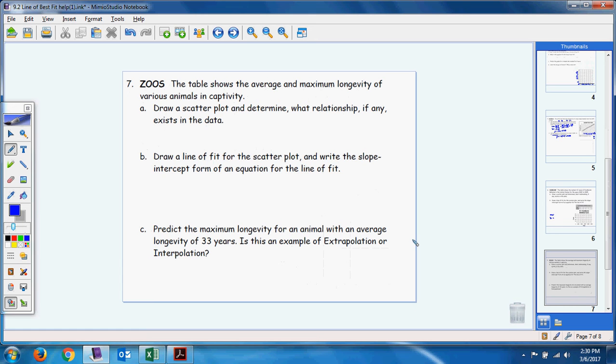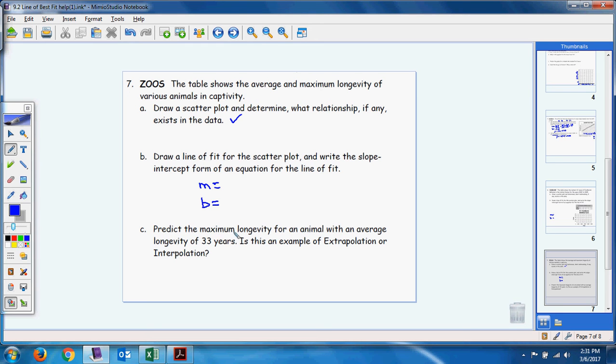All right, number 7. Last one. The table shows the average and maximum longevity of various animals in captivity. Draw a scatter plot and determine what relationship, if any, exists in the data. You guys can do that. Check. Draw a line of fit for the scatter plot and write the slope-intercept form of an equation for the line of fit. Again, remember that's M is equal to and B is equal to. So if it's uphill, it's positive. Downhill, it's negative.